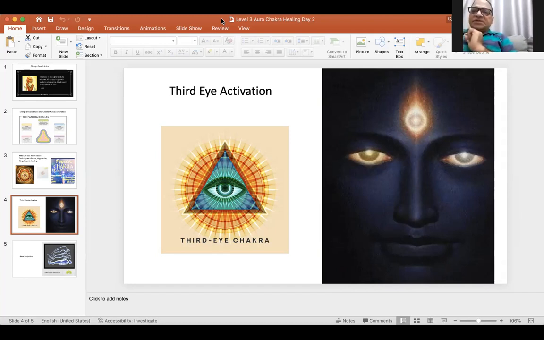Why activation? And what is the importance of the third eye? And where is it situated? Can any one of you tell me, which we have already gone through regarding the third eye? One of you? Yes? Hello? Any one of you? Can you describe what is the third eye and where it is placed or situated in the human body? And what is the importance of that?